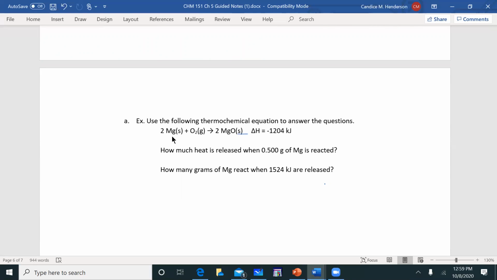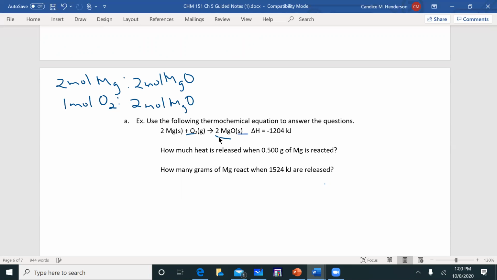Looking at this, 2 moles of Mg will produce 2 moles of the MgO. We can say 1 mole of the O2 will produce 2 moles of the MgO. So there's this stoichiometric relationship between all of them. Well, that same stoichiometric relationship applies to this delta H as well.